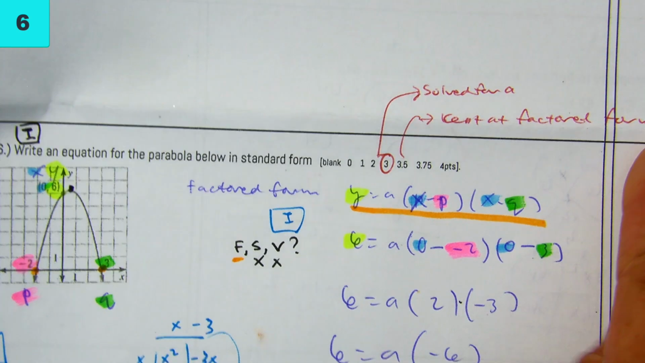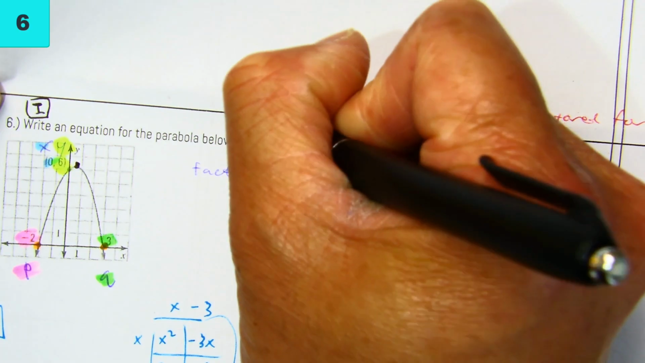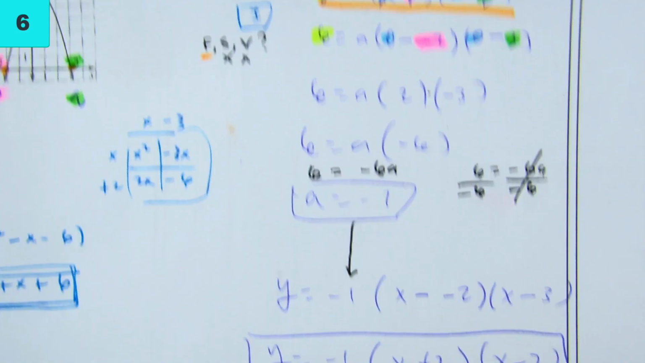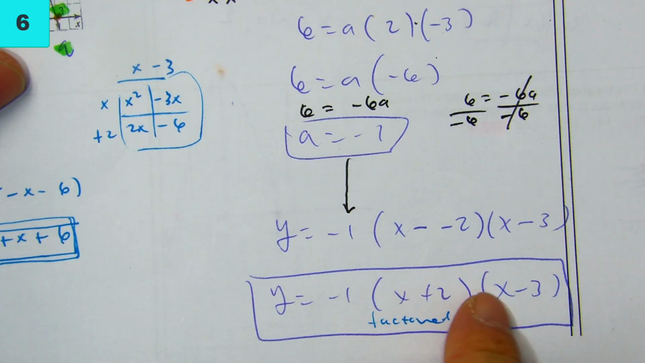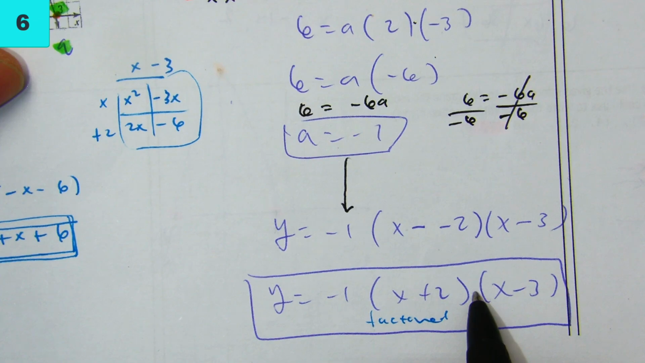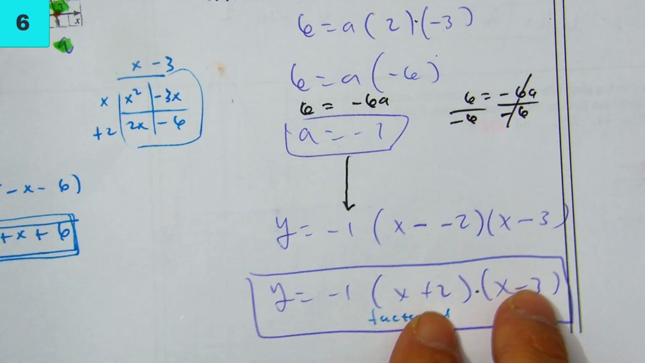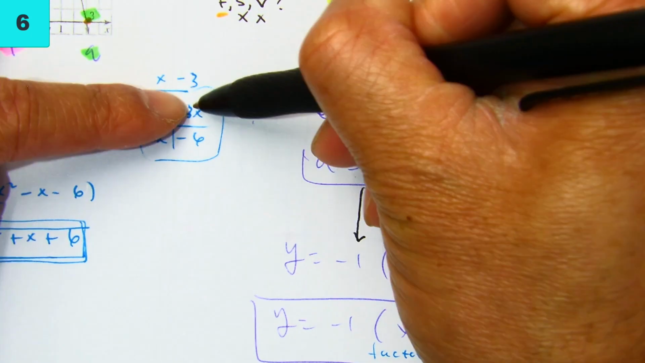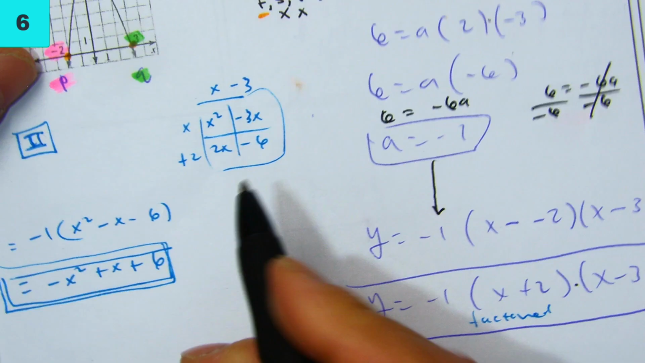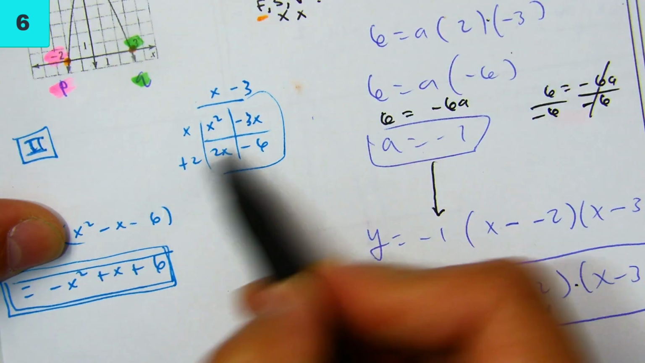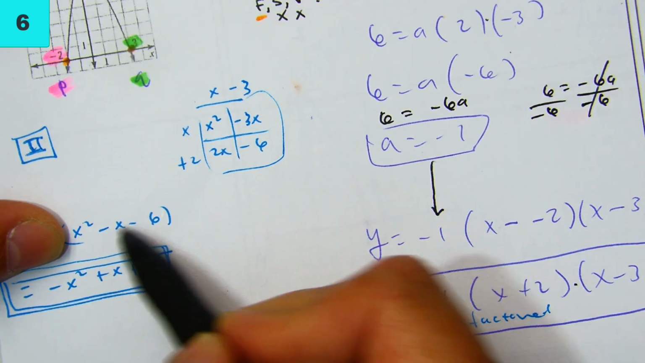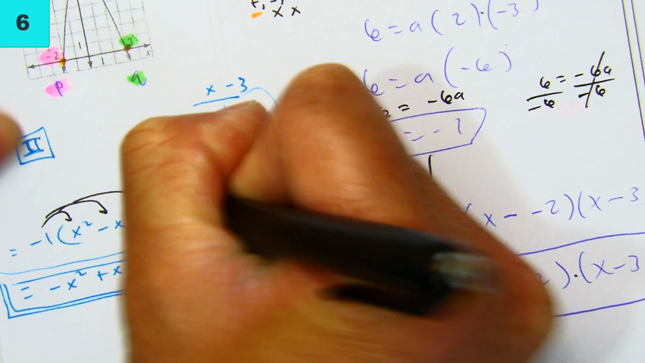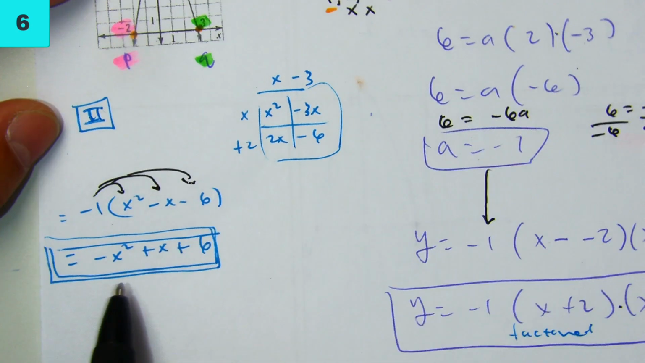But it says in standard form. So how do you get into standard form? You're going to have to multiply these. So I chose to multiply these first, follow our box method. You write them on the outsides, you multiply, and then you add. So x squared, that becomes -1x, -6. Then I distributed the -1. And this would be my answer in standard form.